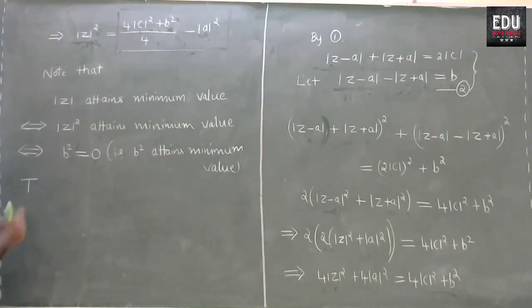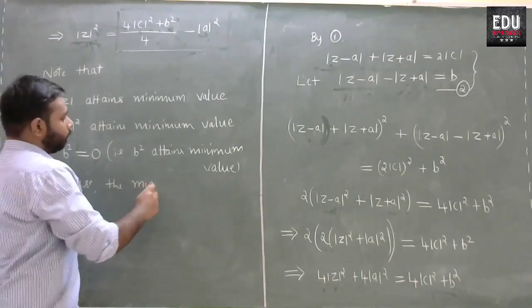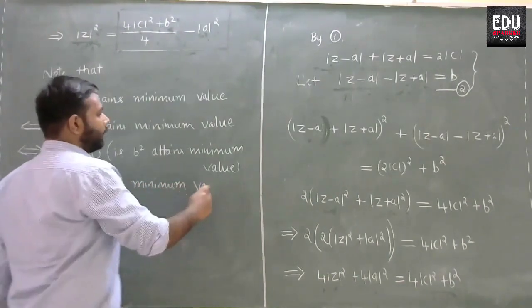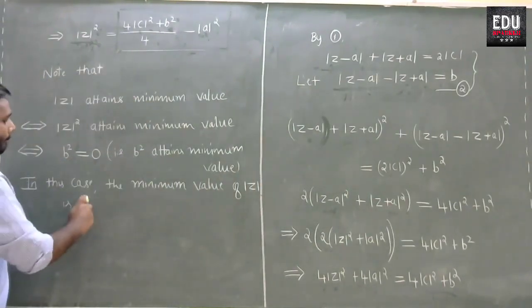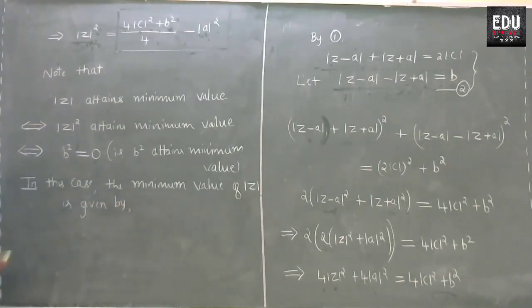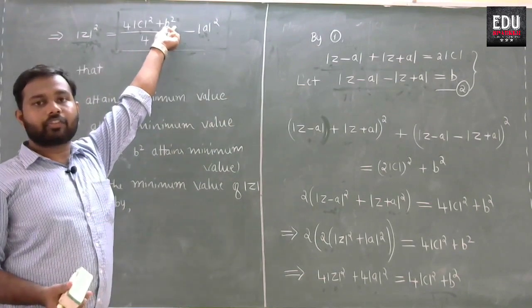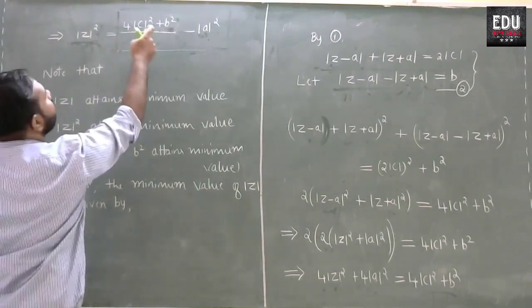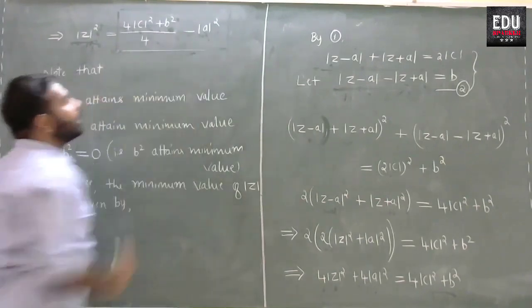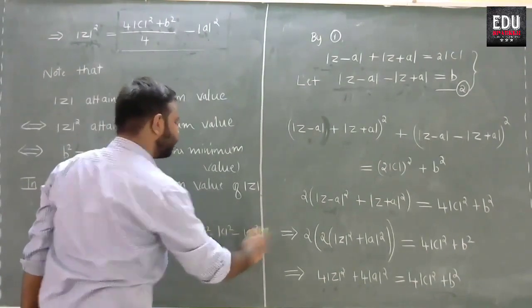And hence, in this case, the minimum value of modulus of z is given by, so you have to take the minimum value for b square. So b square is 0. Put b square equal to 0, then modulus of z square will be modulus of c square minus modulus of a square.